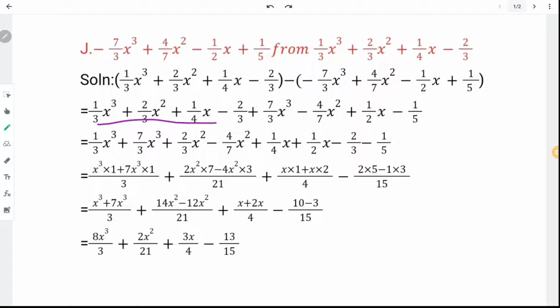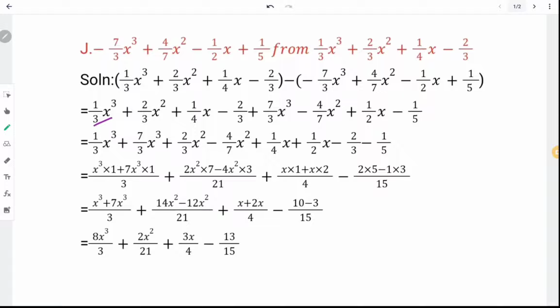So I remove the bracket here. Now let's start with the next. Minus into minus, plus; minus into plus, minus; then minus into minus, plus; minus into plus, minus. Right, once we're done with that, now we'll have to collect the like terms again.